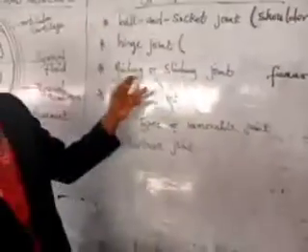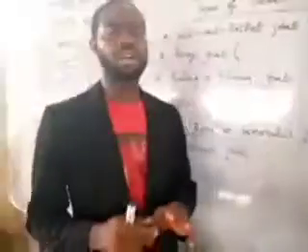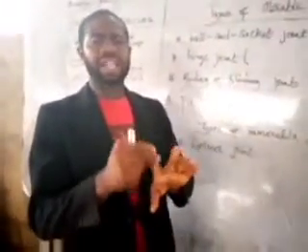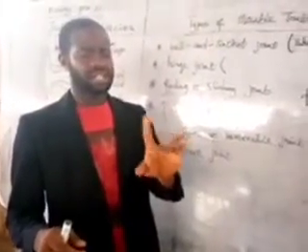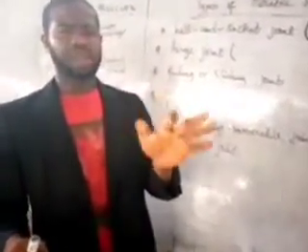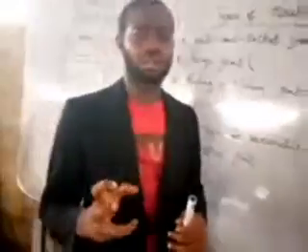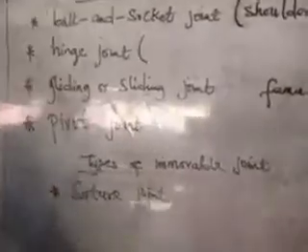Then we have the gliding and sliding joint. The gliding and sliding joint is found at the finger. You can see it at your finger. That is, the bones move against one another. Then the last is the pivot joint.